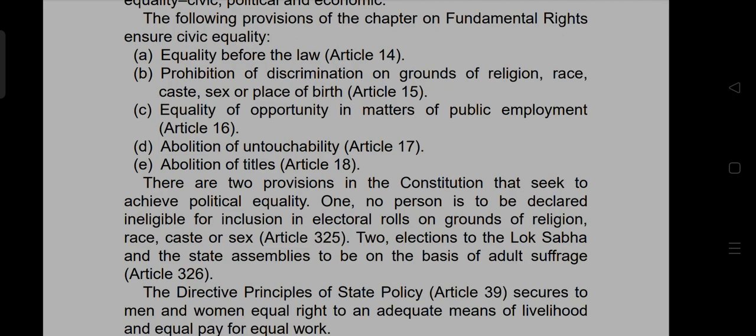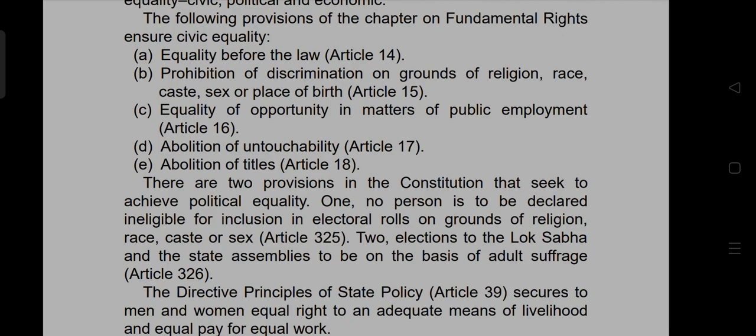First, equality before law, Article 14. Second, prohibition of discrimination on the grounds of religion, race, caste, sex, or place of birth, Article 15. Third, equality of opportunity in the matters of public employment, Article 16. Fourth, abolition of untouchability, Article 17. And fifth, abolition of titles, Article 18.